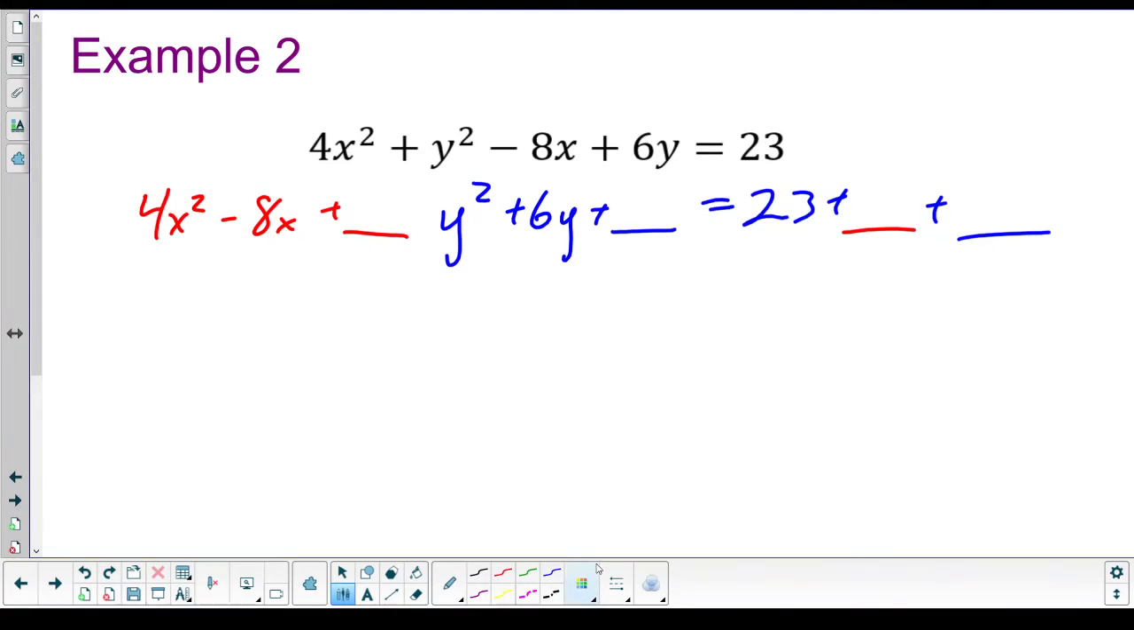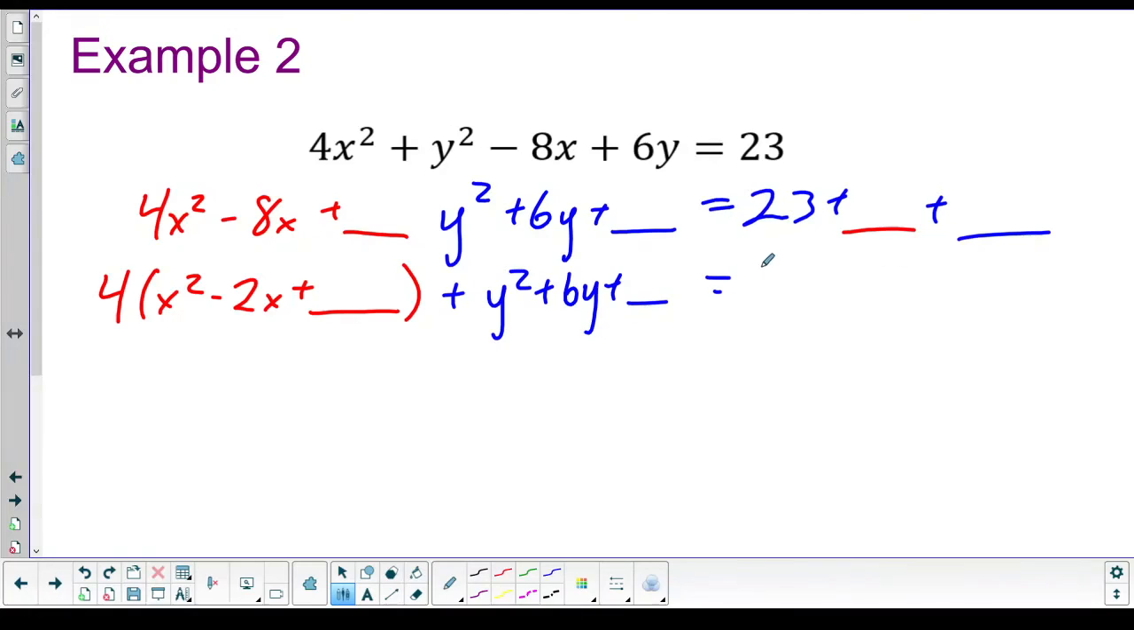Now we need to factor out our coefficients of x's and y's. So here we can take a 4 out. So 4 times x squared minus 2x plus blank. I haven't put anything here yet, so I don't need to take a 4 out of this. It doesn't exist yet, so I'm not going to worry too much about that. I'll put it in the parentheses. Plus, we don't need to factor anything out. We could put a 1 there if you want, but this will just stay the same for right now. Plus y squared plus 6y plus blank equals 23 plus blank plus blank.